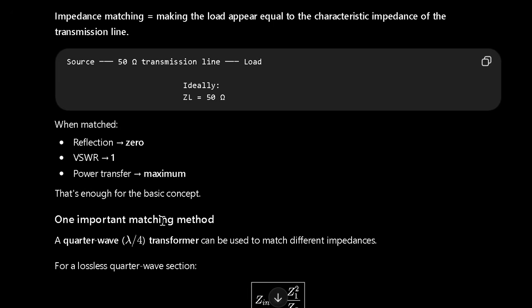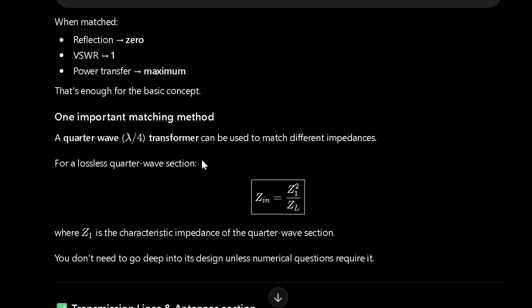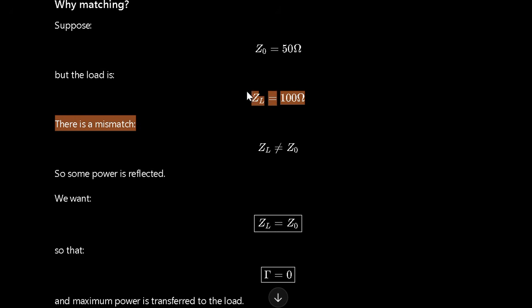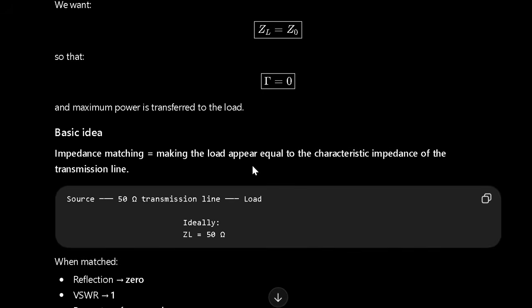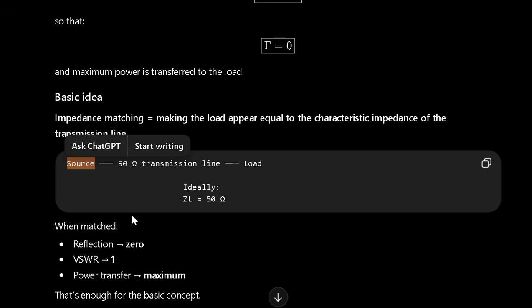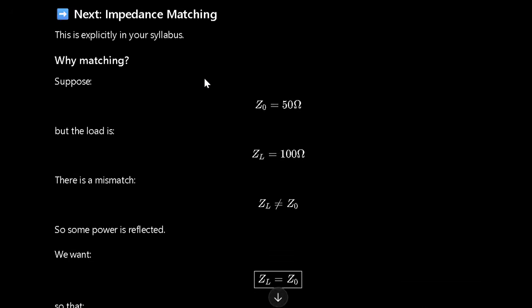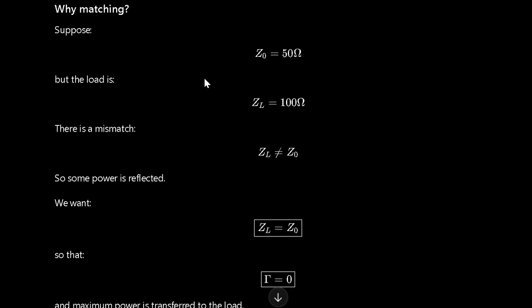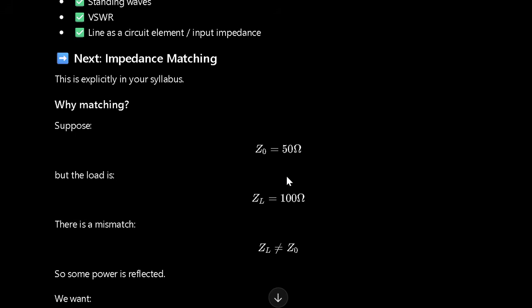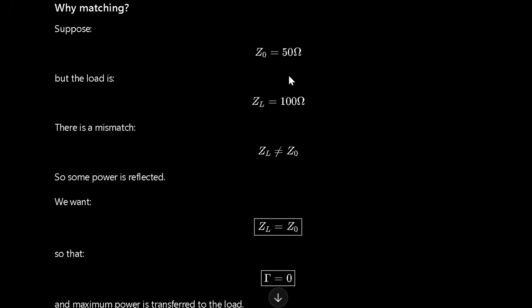One important matching method: a quarter wave transformer can be used to match different impedances. If you are confused here, like here ZL says 100 ohms, here it says ZL equals 50 ohms. If we set Zn equals 50 ohms, I think it says Zn equals 50 ohms.